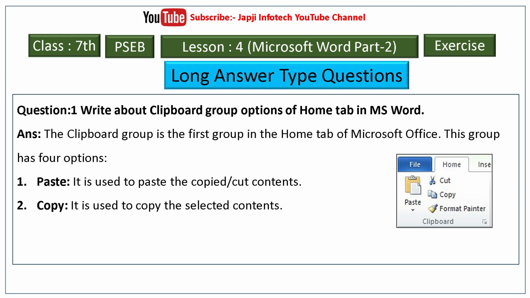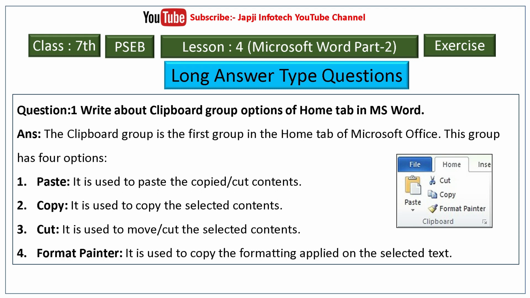Second one is copy. It is used to copy the selected content. Third one is cut. It is used to move or cut the selected content. And fourth one is format painter. It is used to copy the formatting applied on the selected text.